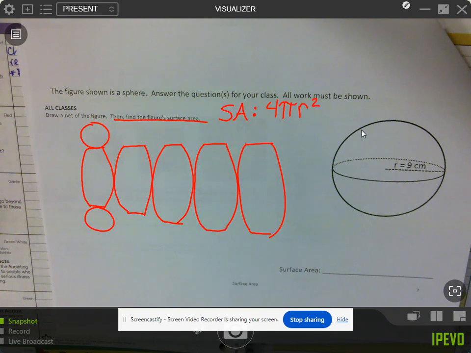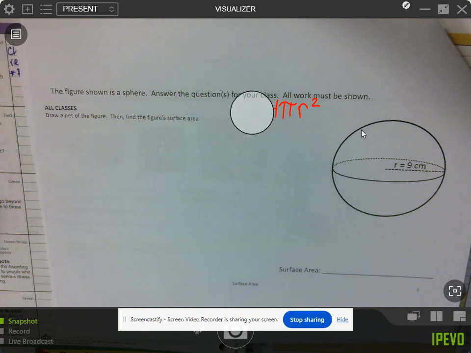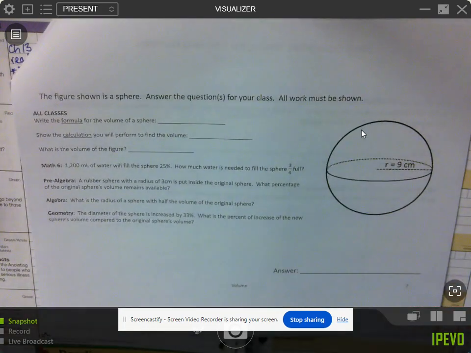Now our next page is not surface area anymore. The next page, remember, has to do with our volume. Some of us tried using the same formula. They are two different things. Surface area is around the outside. Volume is how much fits inside of it. So our formula is different.